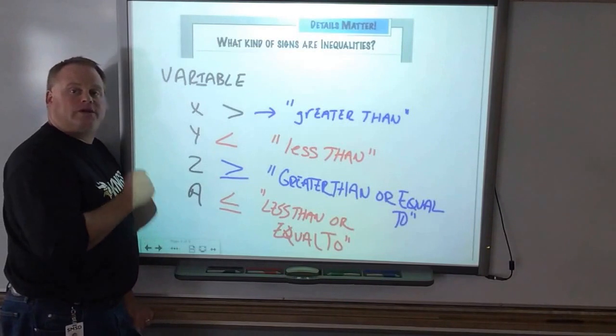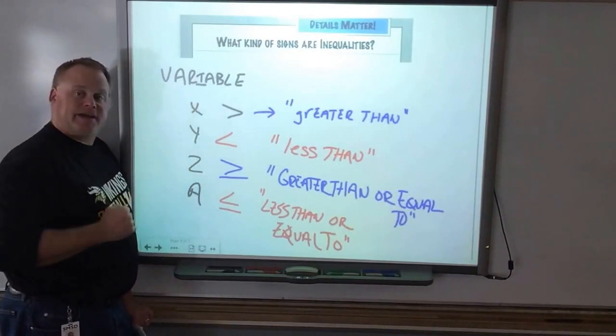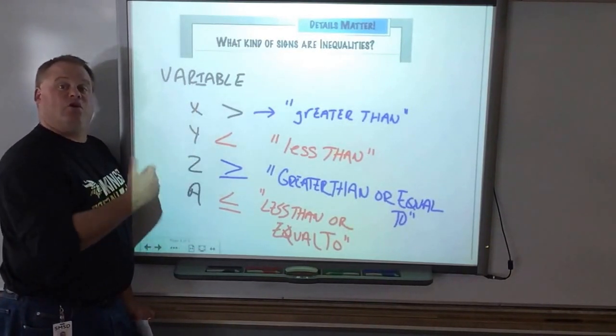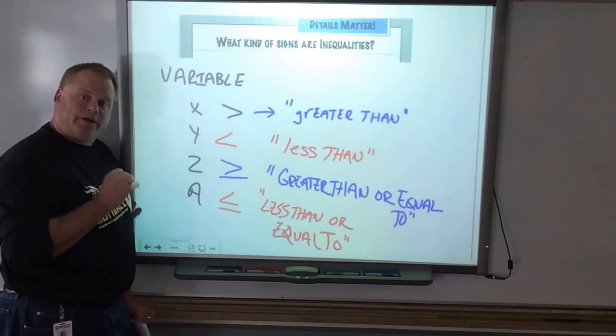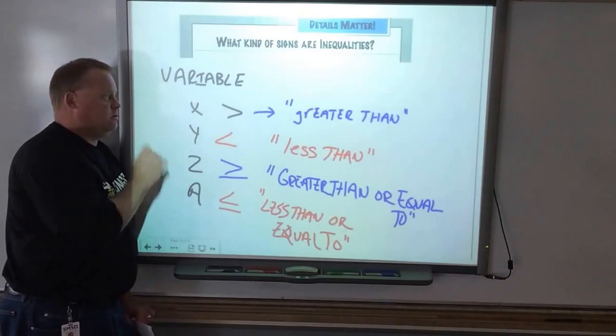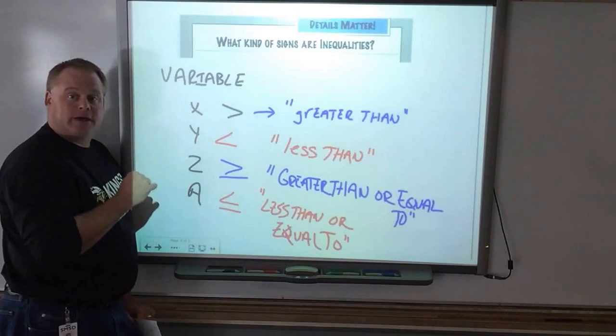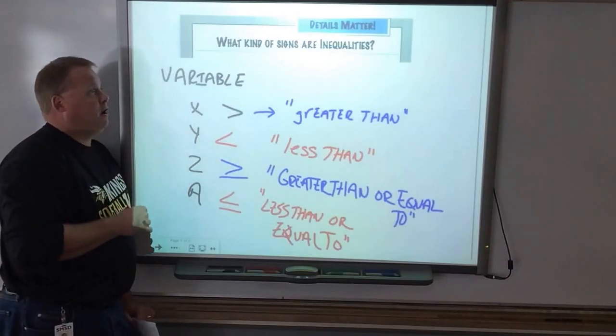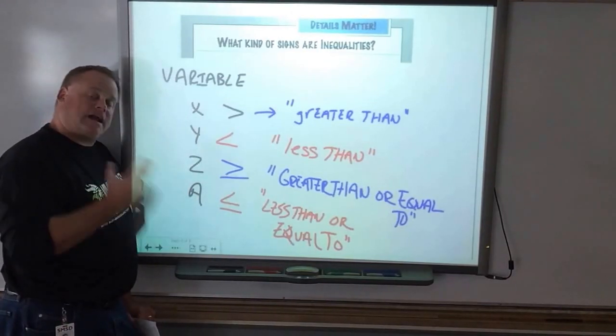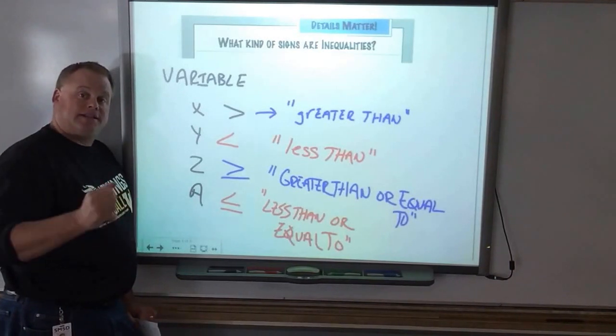Remember, we always want our variable on the left-hand side. Even if we have to move it over there, we want it, because when we graph these, we always want to read left to right. Okay? Left to right. All right, so this is a little bit of vocabulary, kind of a refresher from A1. Let's do some problems.